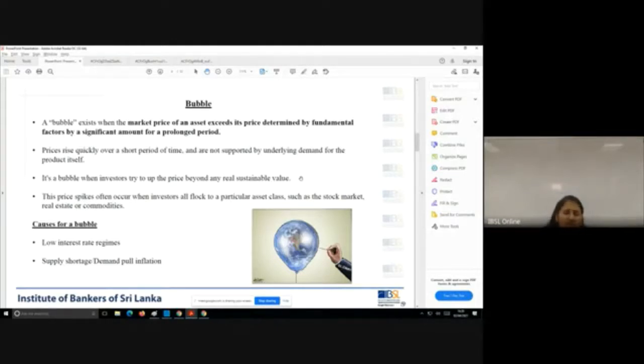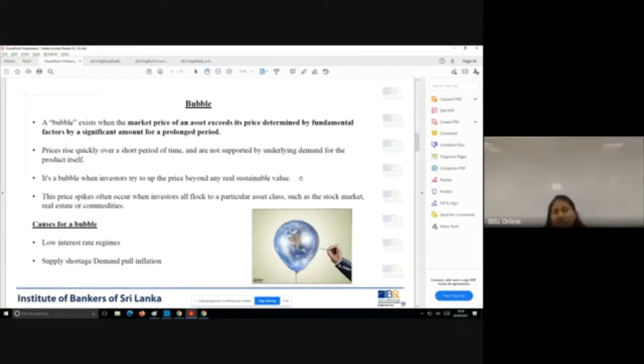Why would this bubble situation occur in the first place? Two reasons are given. One is a low interest regime. Now currently what regime are we in? We are in a low interest rate regime. 5%, 6% is the interest rate.